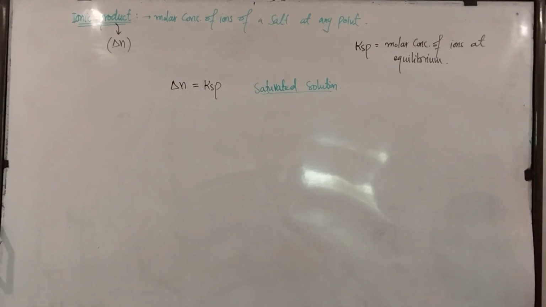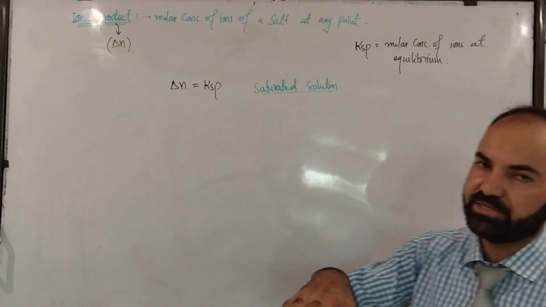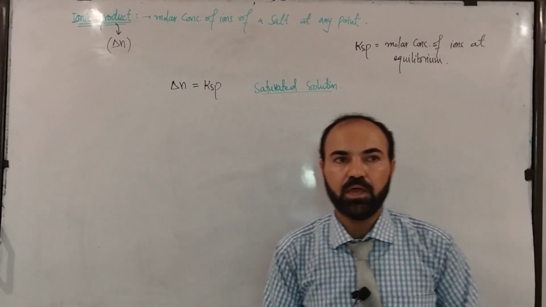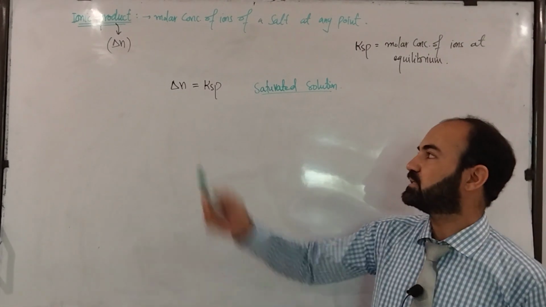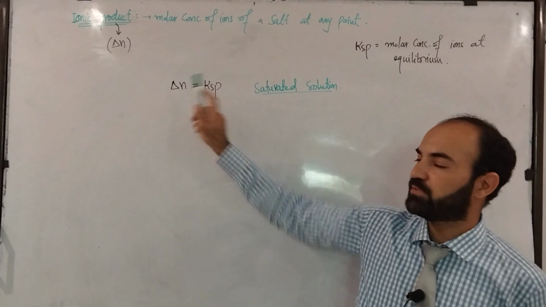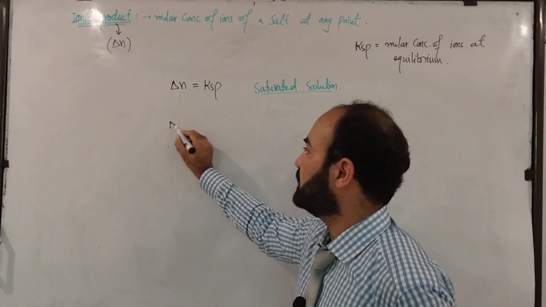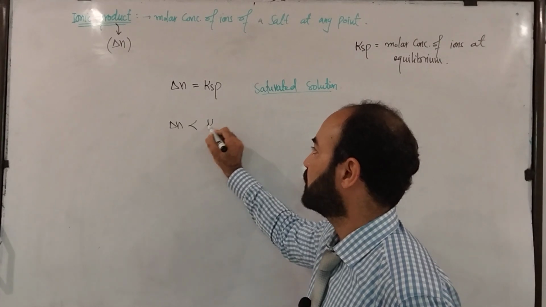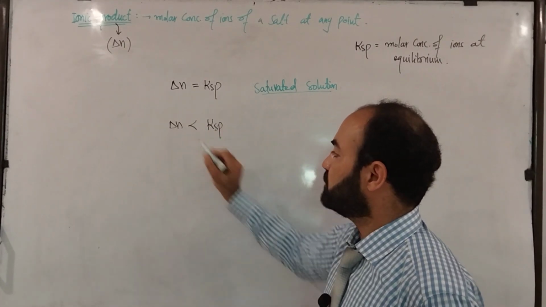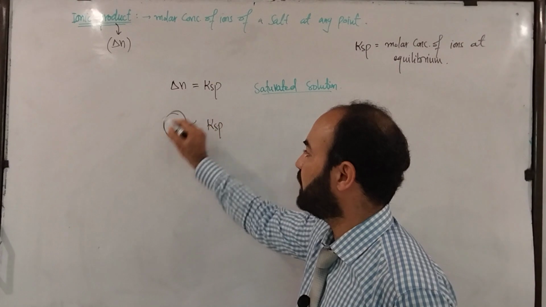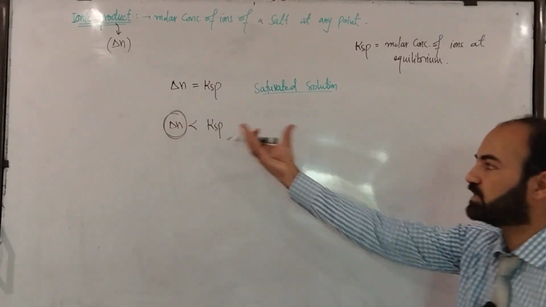For example, we add solute in a solvent, let's suppose in the water, and we observe that the KSP is greater than the ionic product. If I represent here that if ionic product is less than the KSP, it means that the molar concentration of ions is less than that of the KSP.